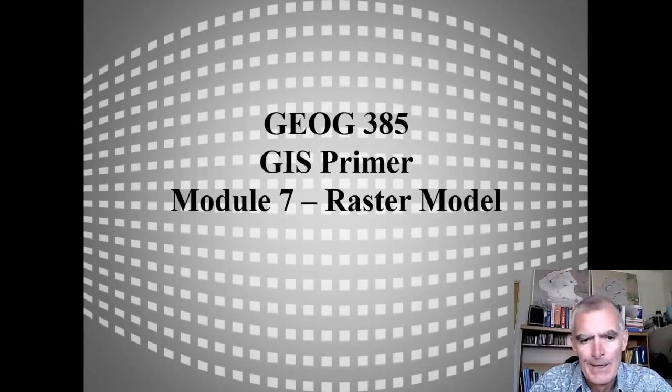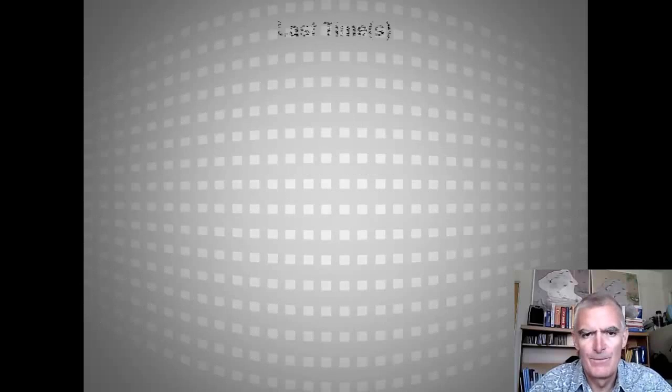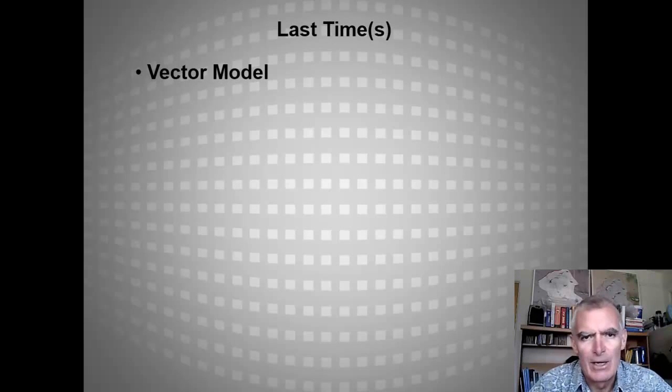Welcome back. This is Module 7 of Geography 385. Those of you that are keeping track, remember that we spent several weeks talking about the vector model, and that's a model which is a simplification and generalization that involves making the real world into sets of points, lines, and polygons. Well, it's time to talk about another GIS model in common use, and that's the raster model.